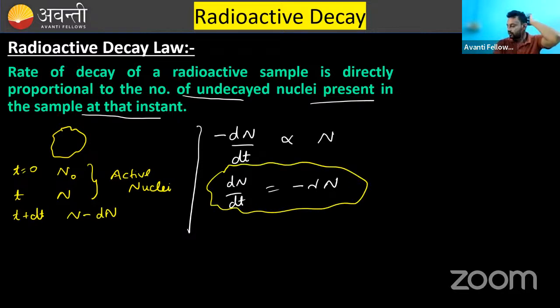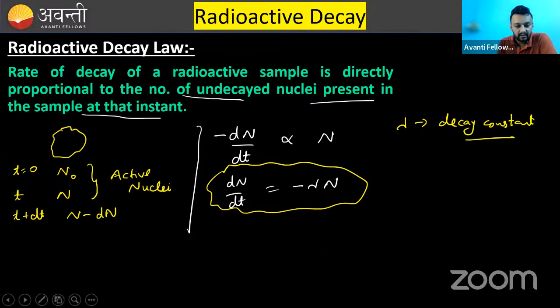dN over dt is equal to minus lambda N, where lambda is a constant, and it is known as the decay constant. What is it known as? Lambda is called the decay constant. Very good. Now, one more relation we can get after solving this is another very important relation. If we solve it, it will become integration. After integration, it becomes N equals N naught e raised to the power minus lambda t.